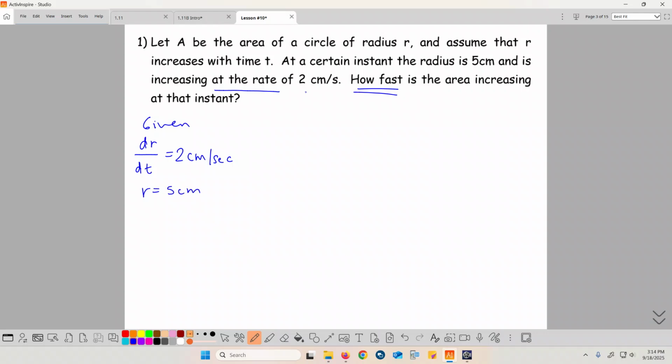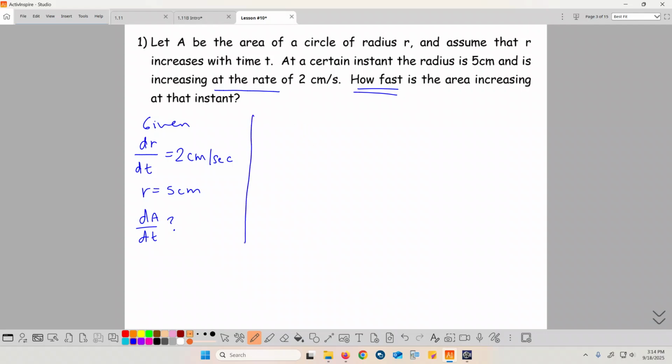And it says here, what are we looking for? How fast is the area increasing? So that would be dA/dt. Again, how is the area changing in terms of time? So I'm going to put dA/dt. That's what we're looking for. In order to do this, let me start by writing the area formula for a circle.